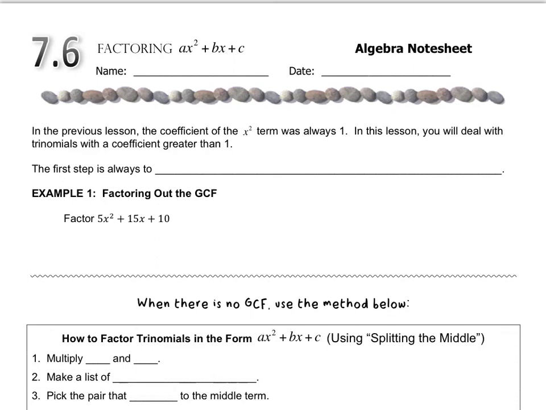In the previous lesson, you might not have noticed, but the coefficient of the x squared term was always 1. In this lesson, we're going to look at what to do with trinomials that have a coefficient that's not 1, greater than 1. And the first step is always to just look for a GCF. That's the easiest type of factoring.